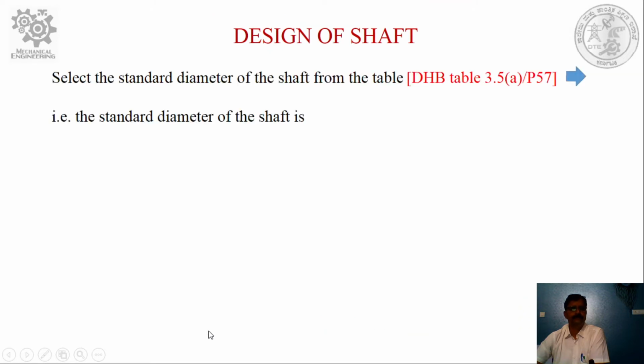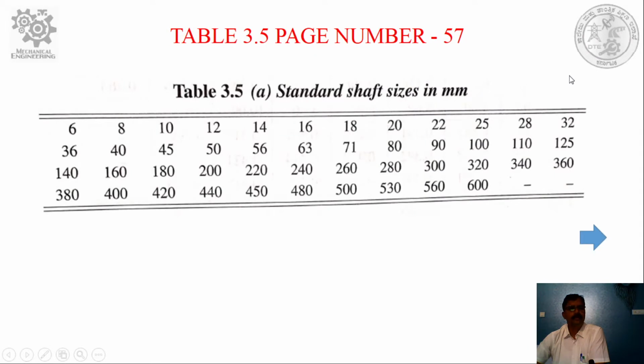Now next, select the standard diameter of the shaft from the table. Here the standard diameters are available in this series: 6, 8, 10, 12, and so on, 45, 50, 56. The calculated diameter lies between 45 and 50. Those available standard diameters are only 45 and 50. Now let us choose the larger diameter, that is 50 here.